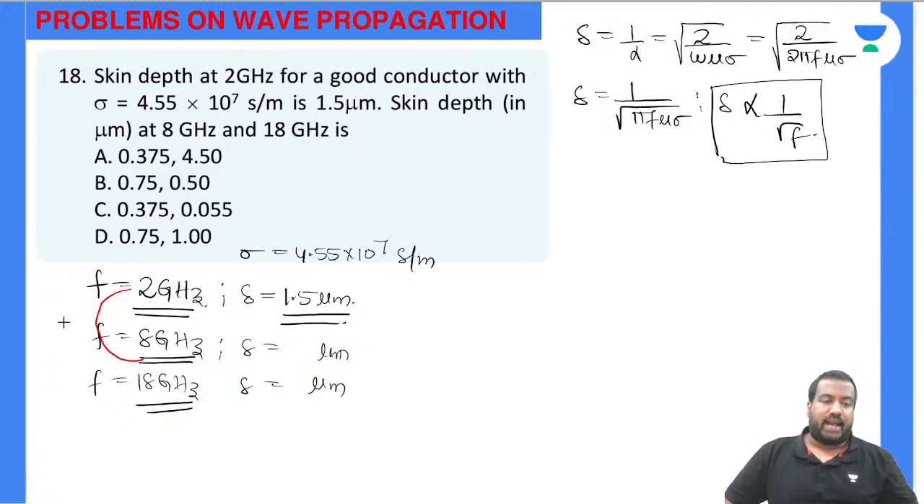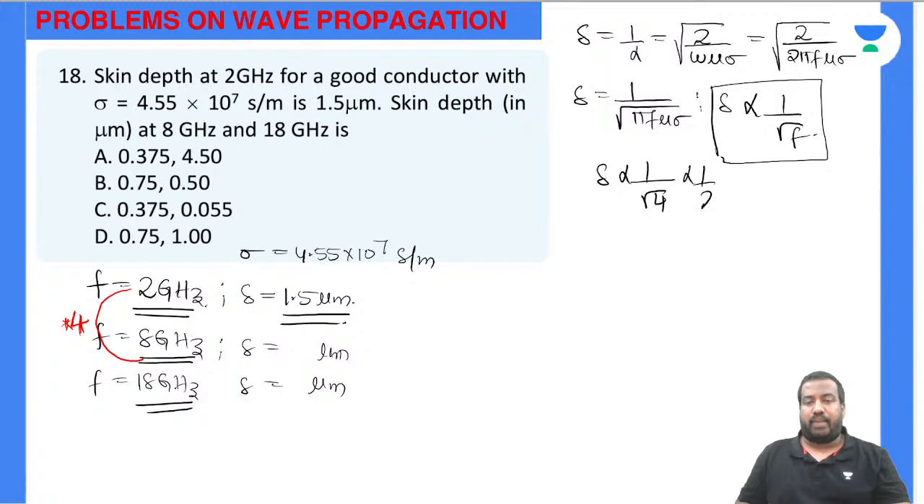How many times is it greater? It is greater by a factor of 4 times. You know, delta is proportional to 1 by under root f. 1 by under root 4 is 1 by 2. It will become half when compared to the previous value. Half of 1.5 micrometer is 0.75 micrometer.